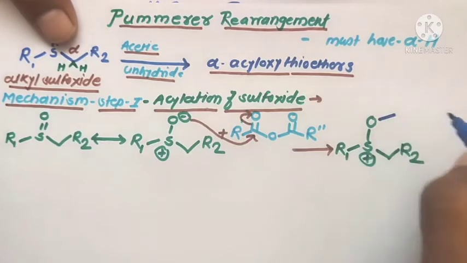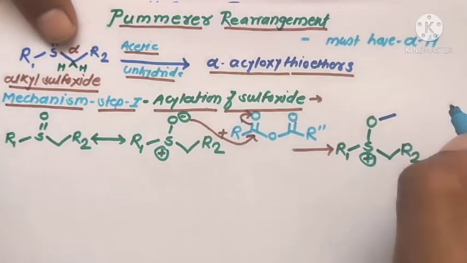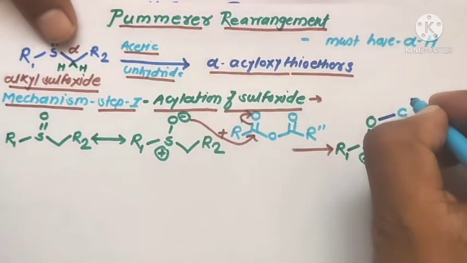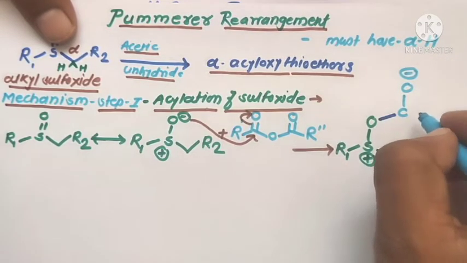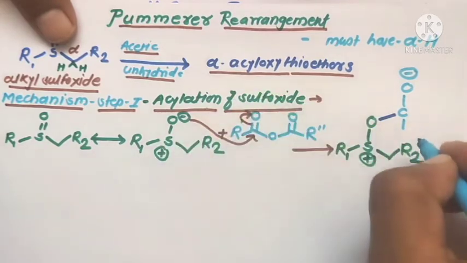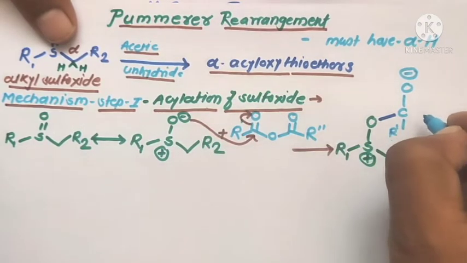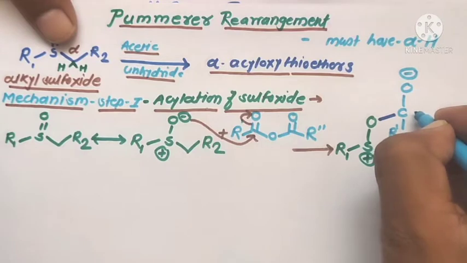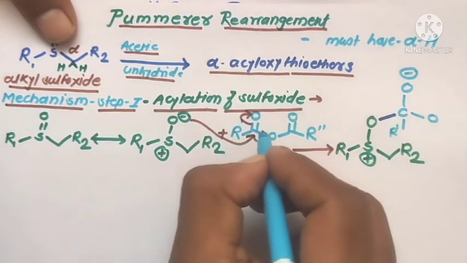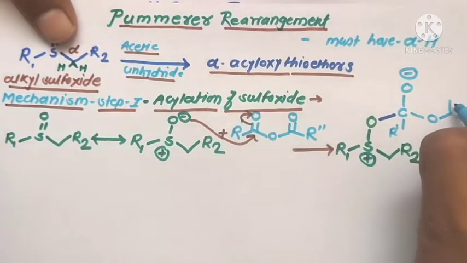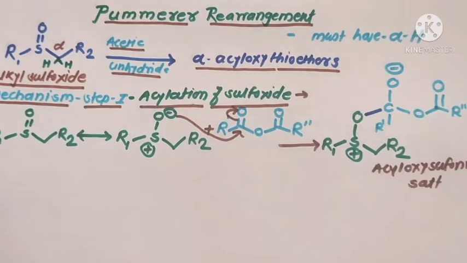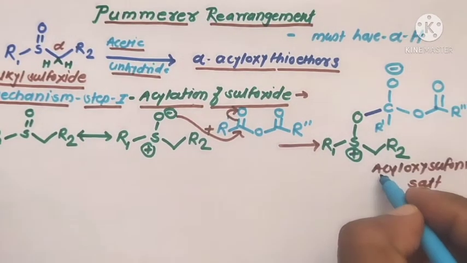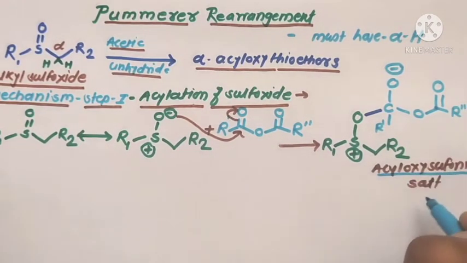These are the new bond formations between C single bond O minus ion and the already present groups, that is R', then C single bond O, C double bond O, R''. This is the formation of the acyloxysulfonium salt molecule.